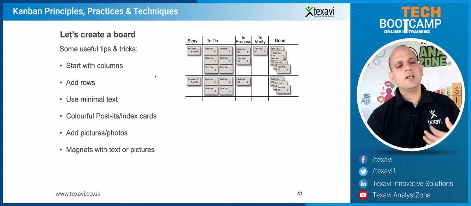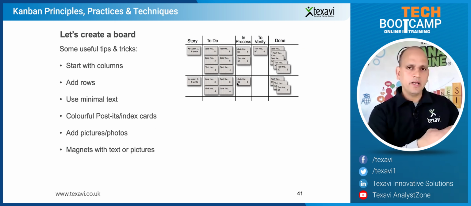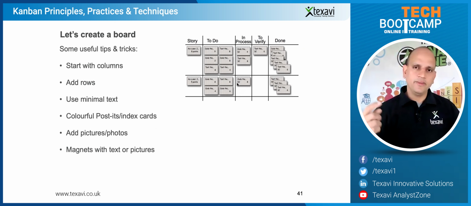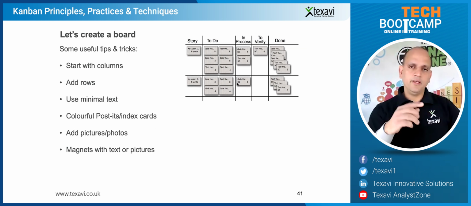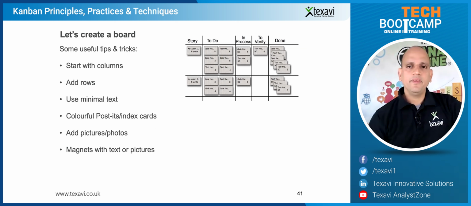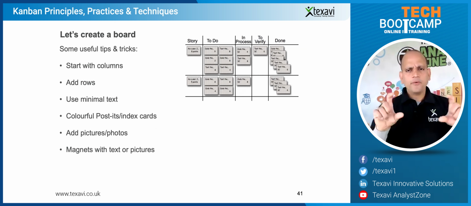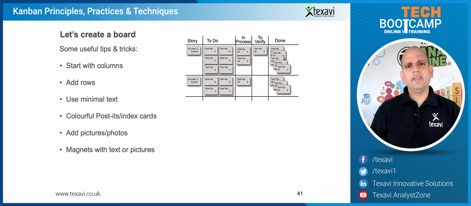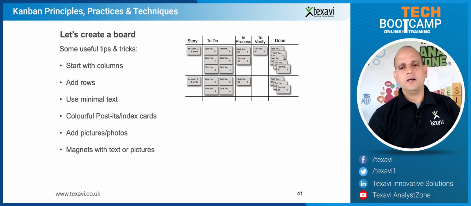And then try and use colorful post-its, index cards, or whatever. If you're trying to do it physically, as I mentioned, you can use the brown sheet running through, and on top of it you can draw these columns using Sharpies, and then put the cards on it. Or you can use electronic boards. You've got electronic Kanban boards like Trello, Jira. You can try and use those as well, and complete your board.